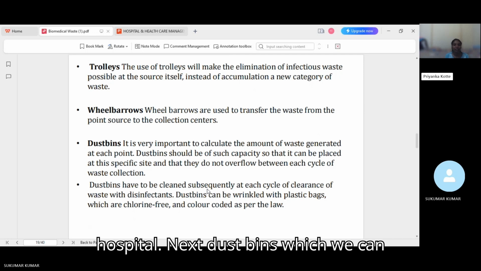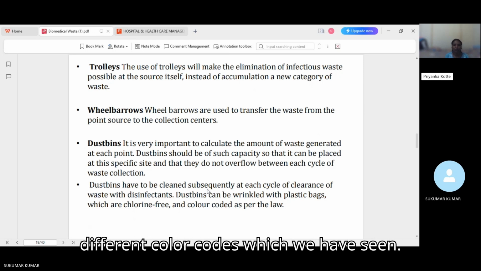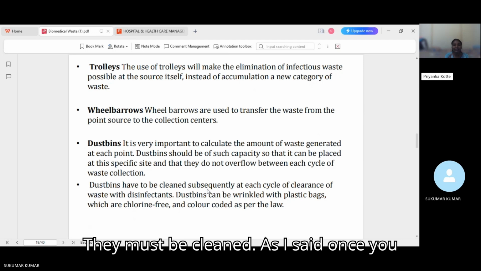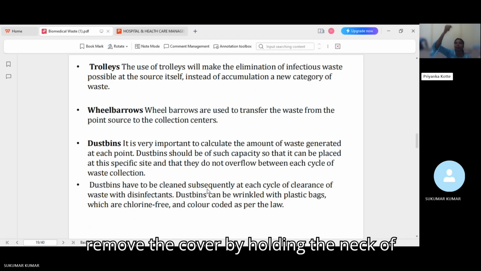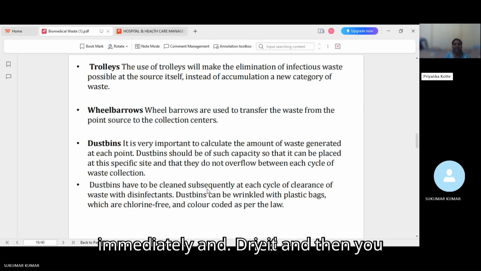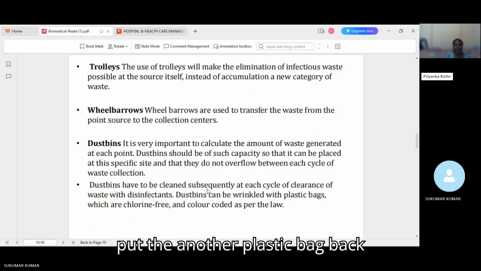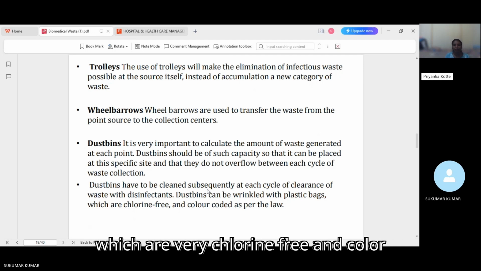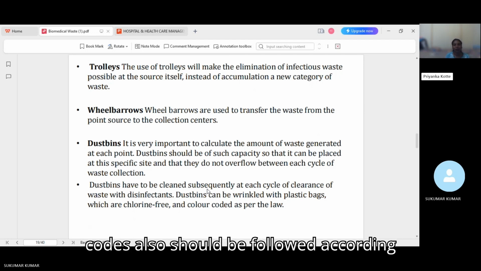Next, dustbins, which we can use. You all know the dustbins and the different color codes which we have seen. They must be cleaned, as I said. Once you remove the cover by holding the neck of the color-coded waste bag, the bin needs to be cleaned immediately and dried, and then you put another plastic bag back, which should be chlorine free, and color codes should be followed according to the law.